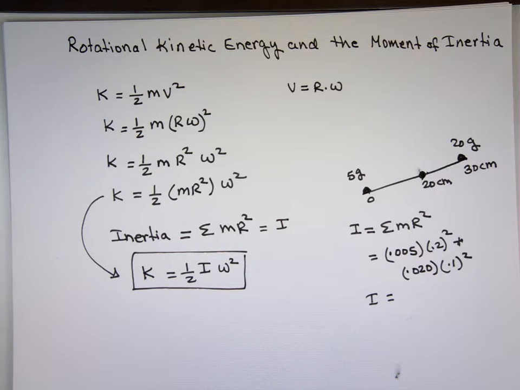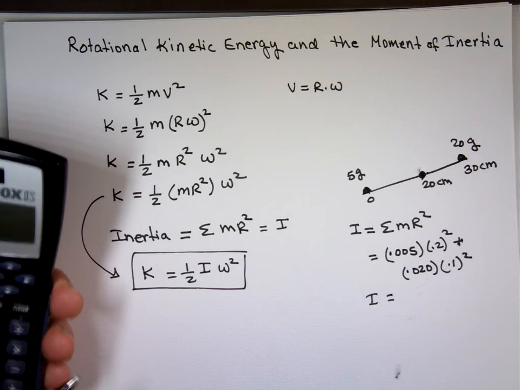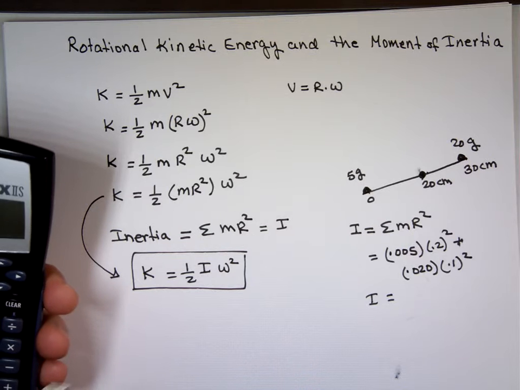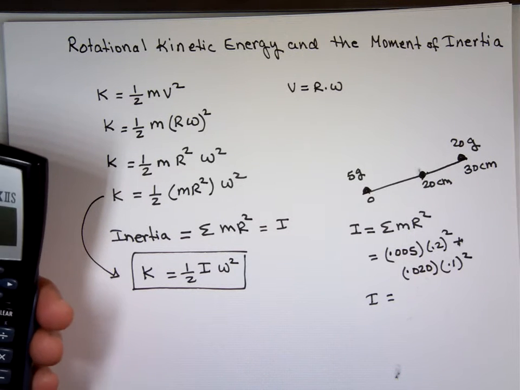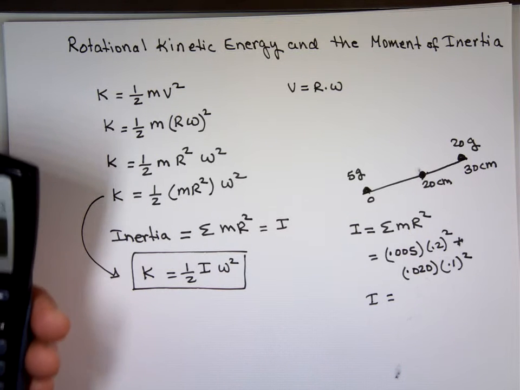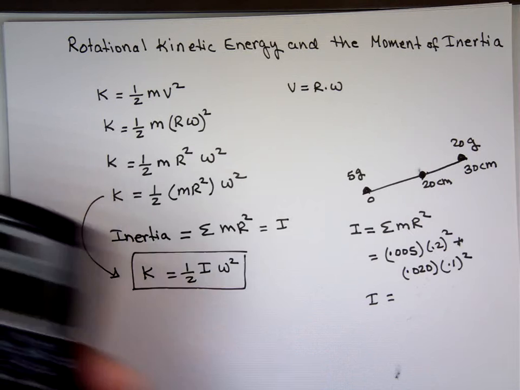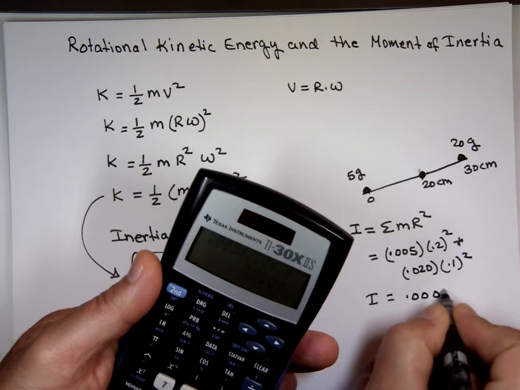I got everything in front of me. I thought I forgot my calculator. It's right here. 0.005 times 0.2 squared plus 0.020 times 0.1 squared. And I came up with the inertia being 0.0004.